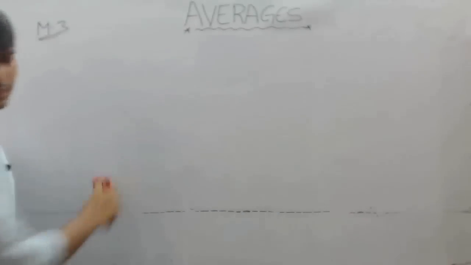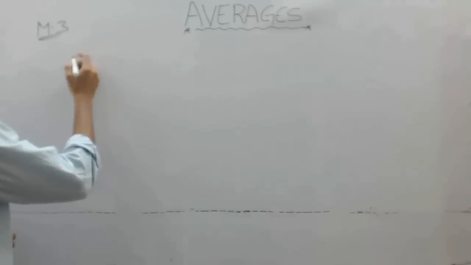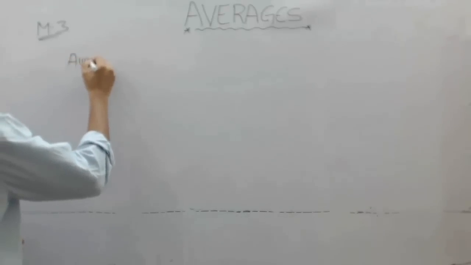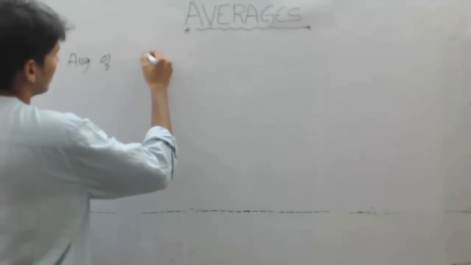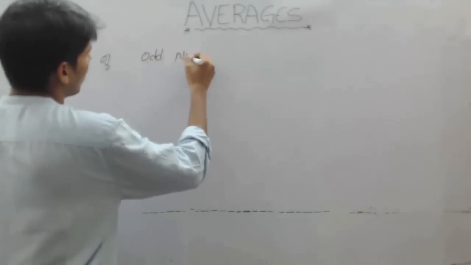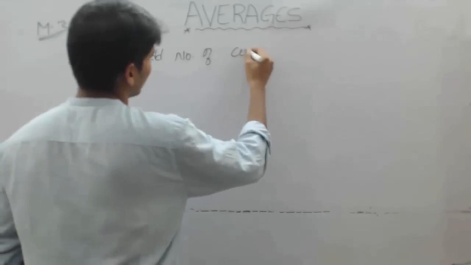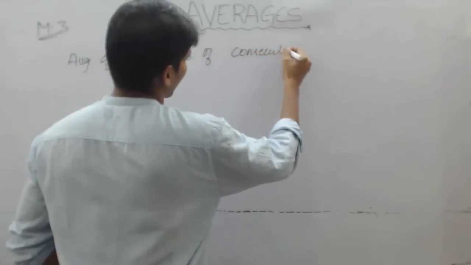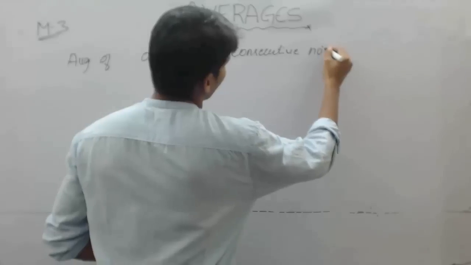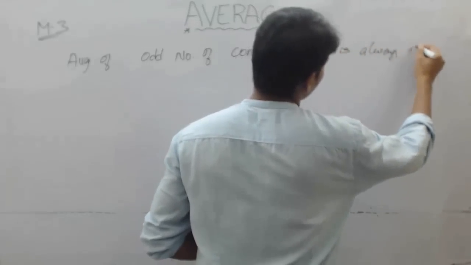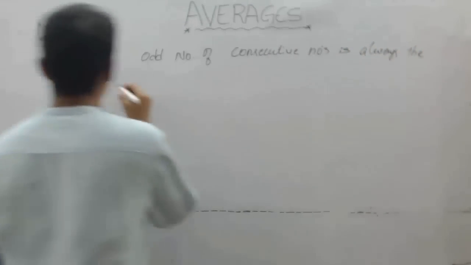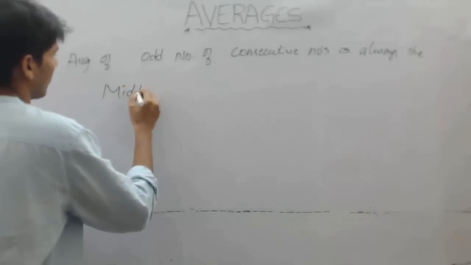The concept is: the average of an odd number of consecutive numbers is always the middle term.